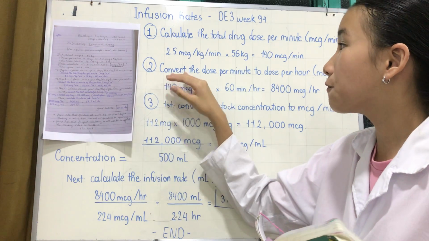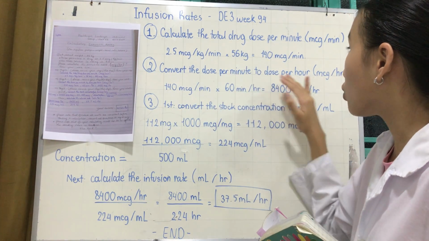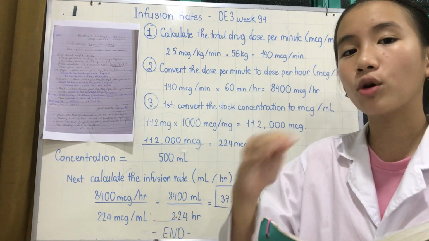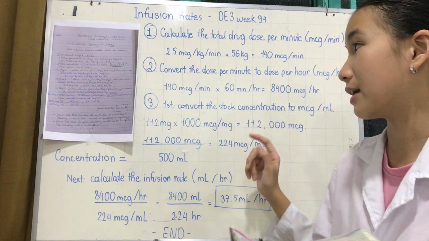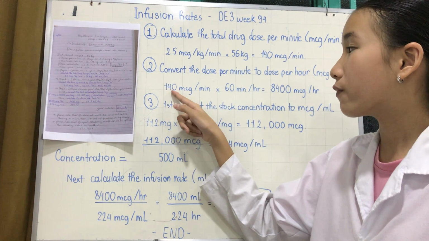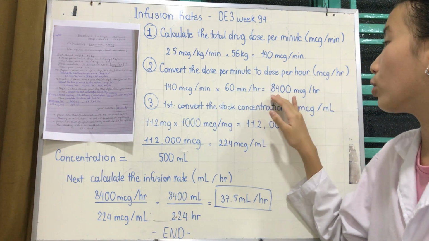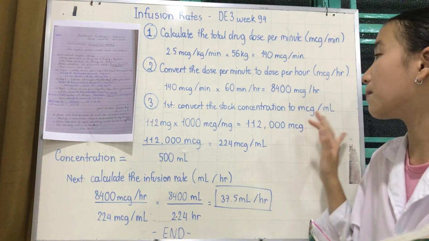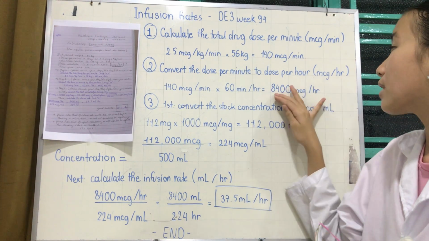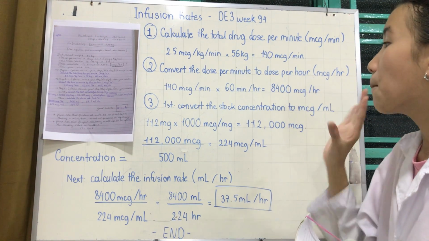Next, I need to convert the dose per minute to dose per hour. To do this, I will multiply by 60 minutes. So 140 micrograms per minute times 60 equals 8,400 micrograms per hour. So that is the amount of micrograms per hour.